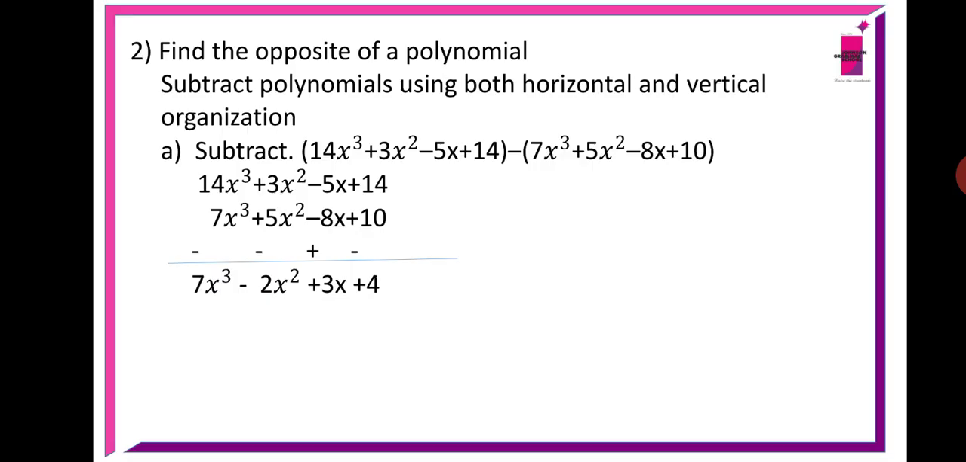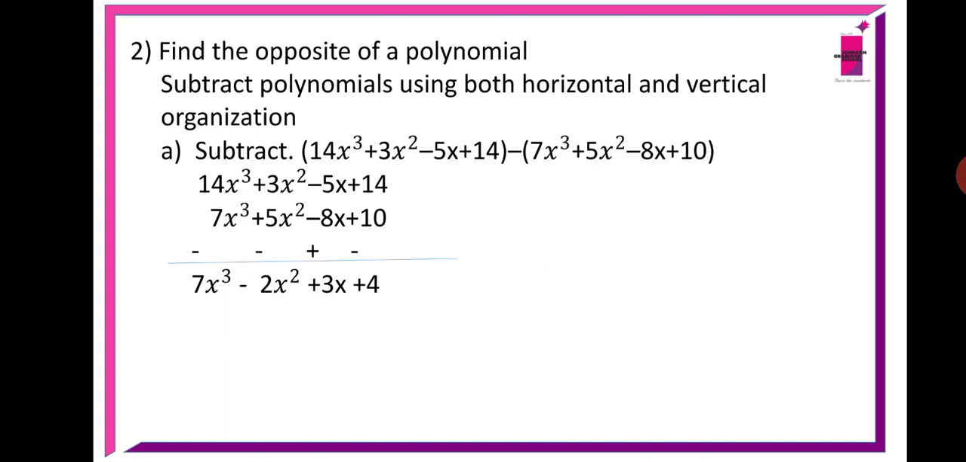Now, subtract polynomials using both horizontal and vertical organization. When you are going to subtract two polynomials, the signs of the second polynomial will be changed. Like you are subtracting 7x cube plus 5x square minus 8x plus 10 from 14x cube plus 3x square minus 5x plus 14. Now the second polynomial is 7x cube plus 5x square minus 8x plus 10.